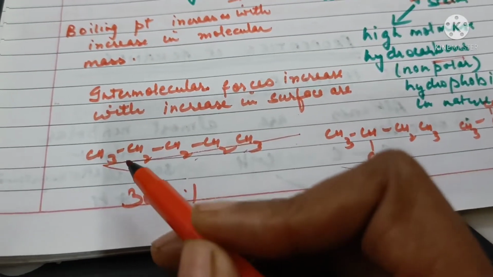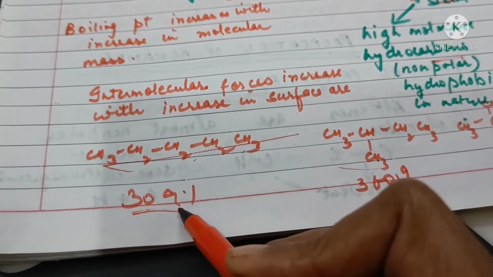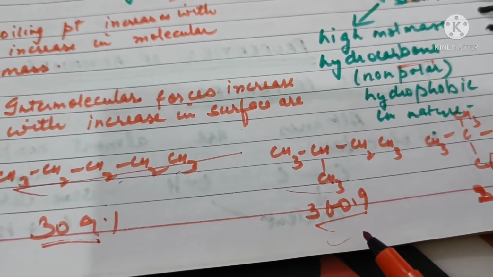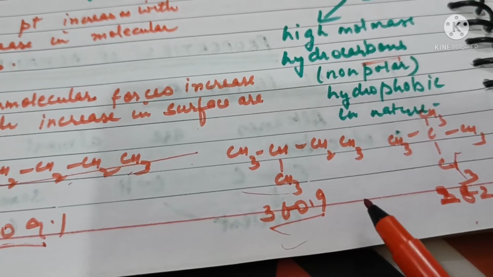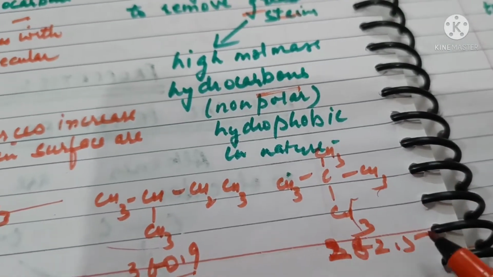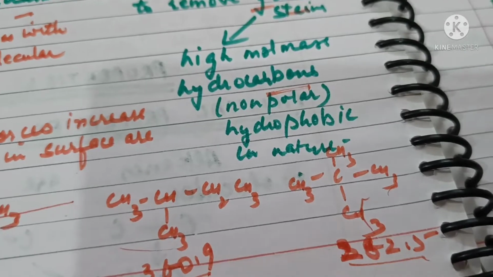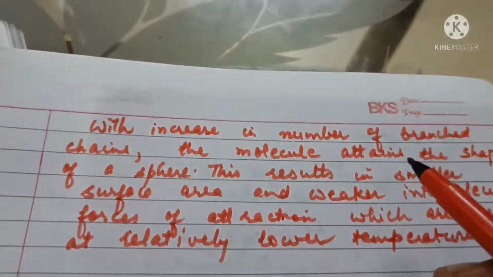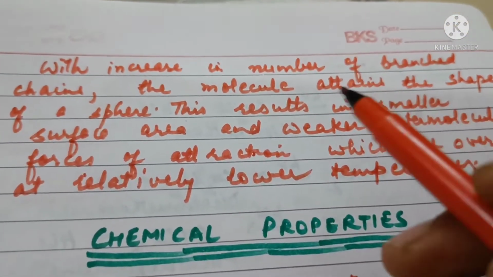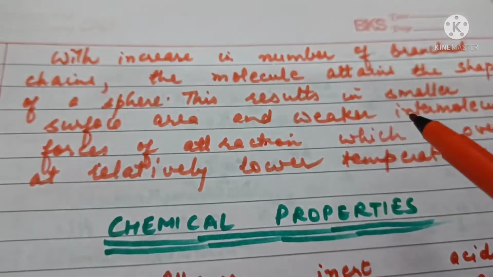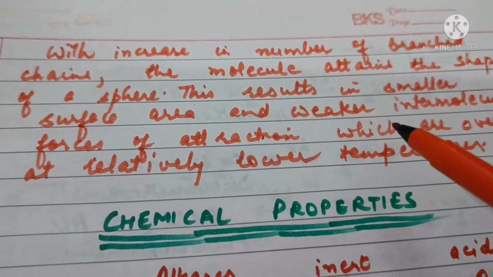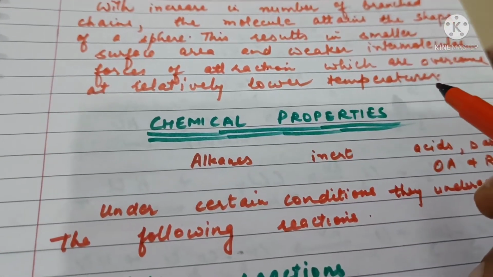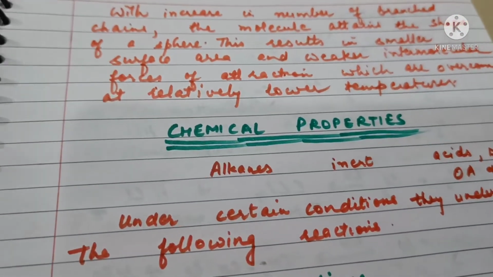So we can see that normal pentane has a boiling point of 309 Kelvin. The isopentane has a 300.9 Kelvin boiling point and neopentane has only 282.5 Kelvin boiling point. So with the increase in number of branched chains, the molecule attains the shape of a sphere and this results in a smaller surface area and weaker intermolecular force of attraction, which is overcome at relatively lower temperature. So the boiling point is less.